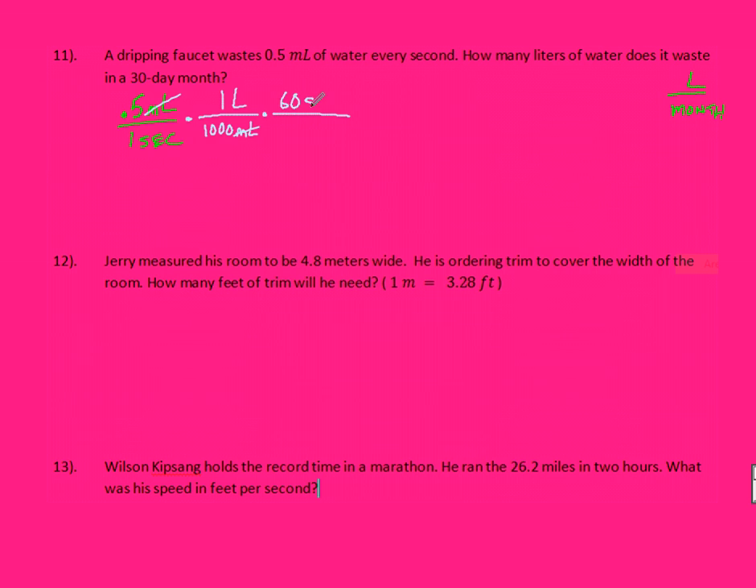I can go from 60 seconds, converting that to minutes. So now it's liters per minute as my unit. I want liters per month though, so I better keep going. 60 minutes is the same as 1 hour. Liters per hour, not enough. So let's go to 24 hours for 1 day. So that tells me liters per day, but that's not enough. I need to make it liters per month. So I'm going to put 30 days for 1 month. Now my days cancel, and now I have my correct unit, liters per month. So now I can multiply across, and I should get 1,296 liters per month as my answer.